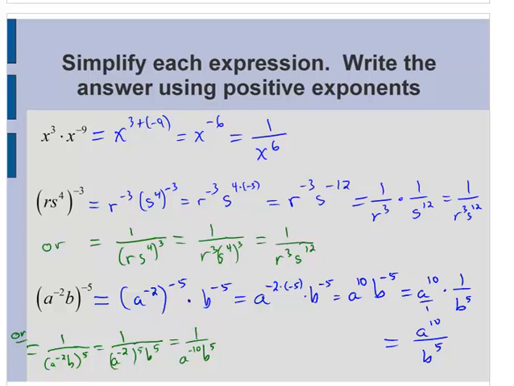So what I'm going to do is take this factor, this a to the negative 10th, and bring it up top with a positive exponent. And so we would have a to the 10th power still over b to the 5th.